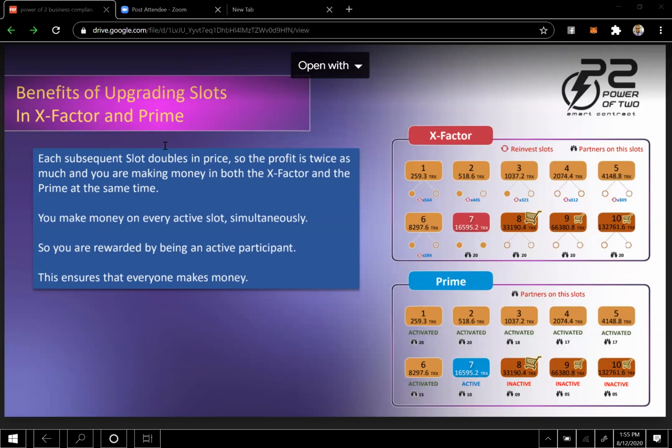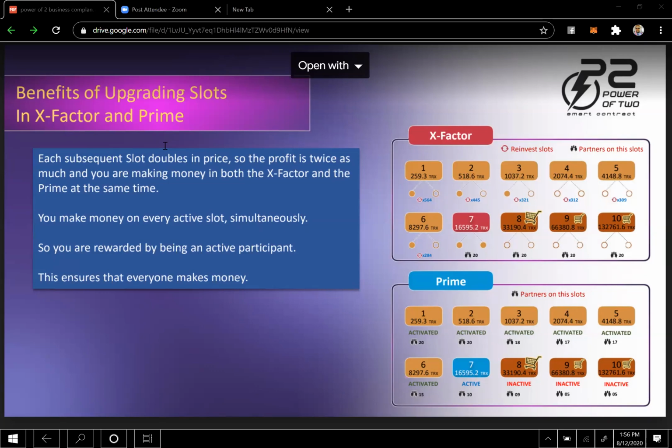The system is going to place two people under you. Then the system will tell you, hey, you got two people under you. You got 24 hours to upgrade, or you're gonna lose those two people. You're gonna go behind the line again.